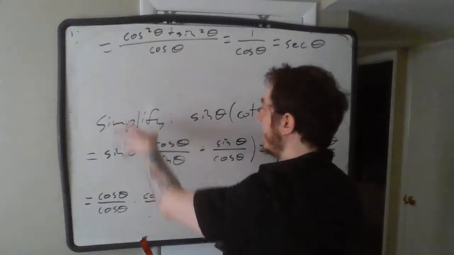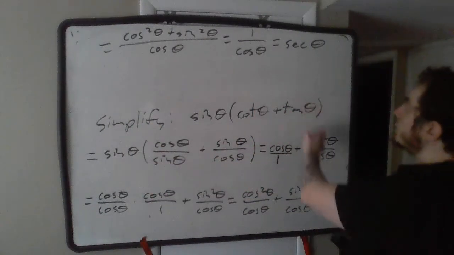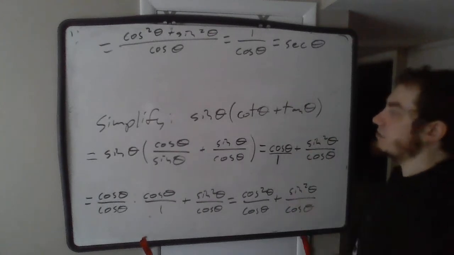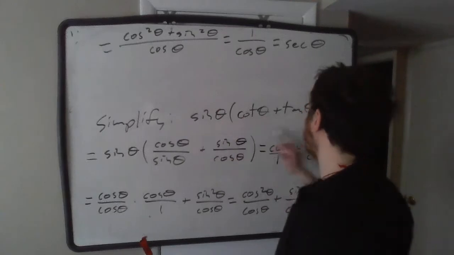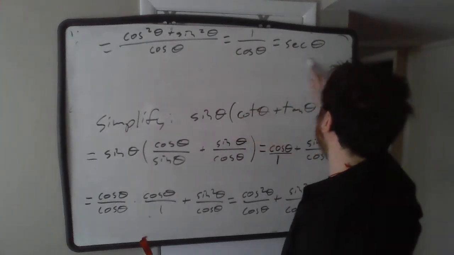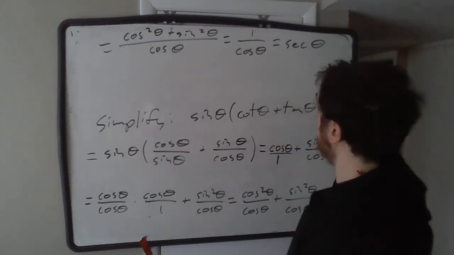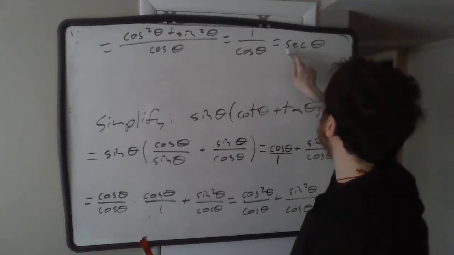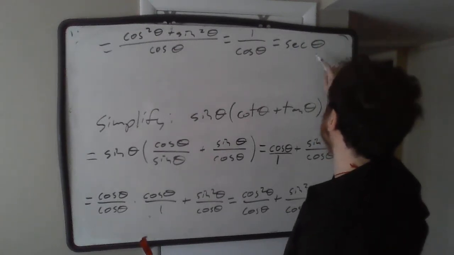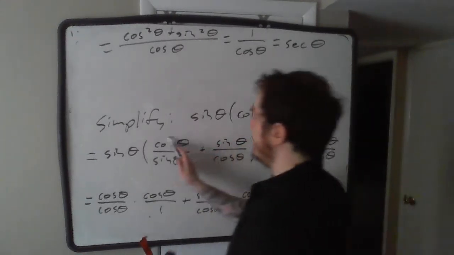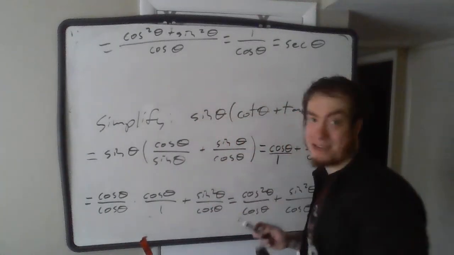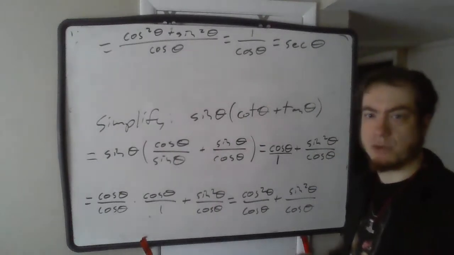Technically speaking, this identity is only true when both sides are defined. There will be some points where this expression is undefined, but this expression is defined, because this expression is defined for theta equals 0 and theta equals pi, but this expression is not defined for theta equals 0 and theta equals pi.